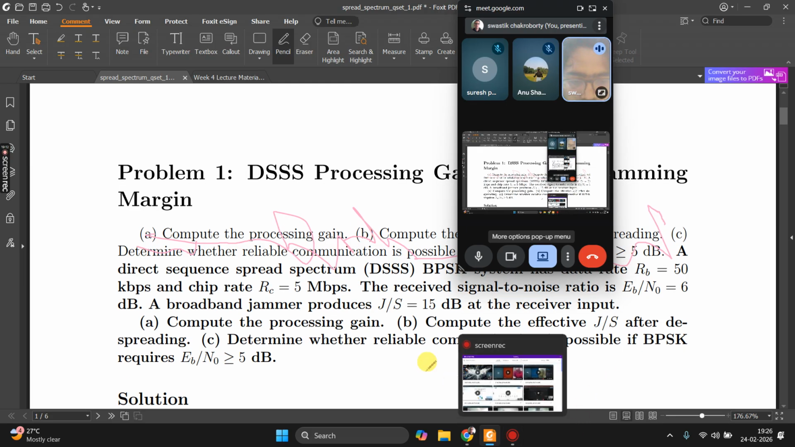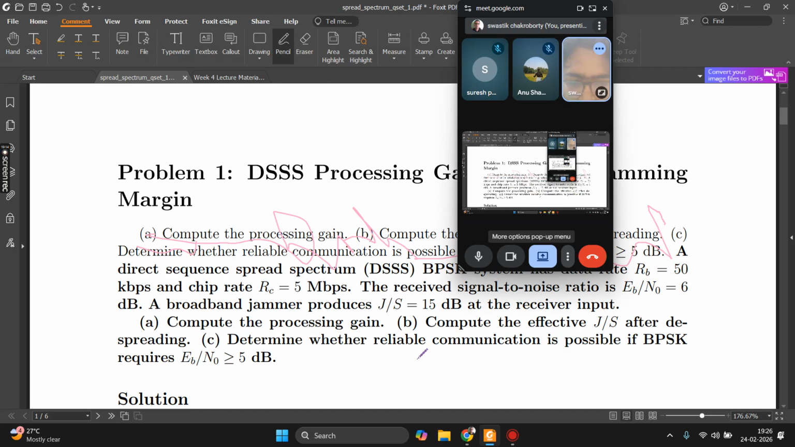So we have to compute the processing gain. We have to compute the effective J by S after despreading, and we have to determine whether reliable communication is possible if BPSK requires EB by N naught not less than 5 dB. First we compute the processing gain, and then the effective J by S after despreading. I think these two can be attempted by you. Part C I will show rather. Part A and B, please do.